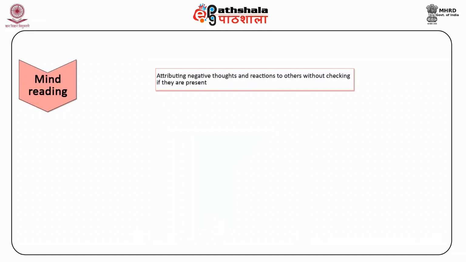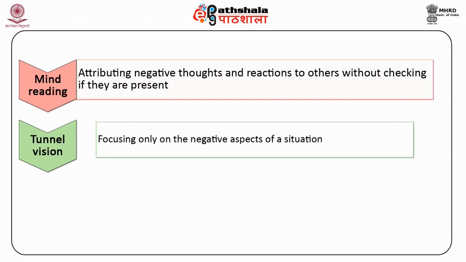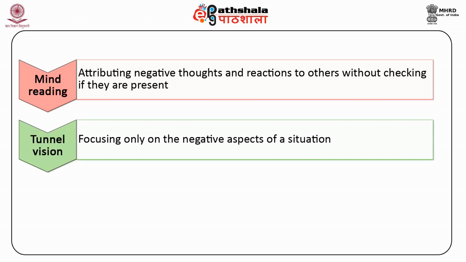Mind reading. Attributing negative thoughts and reactions to others without checking if they are present. My husband will never forgive Kailash for this. He'll disown him. Tunnel vision. Focusing only on the negative aspects of a situation. I can't do anything right as a parent. There I was eating dinner while my son was breaking into the school. How could I not have known what was going on?